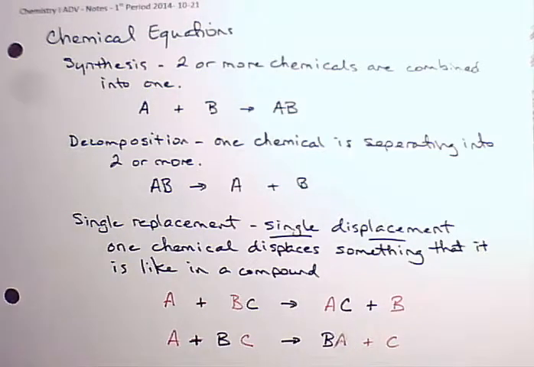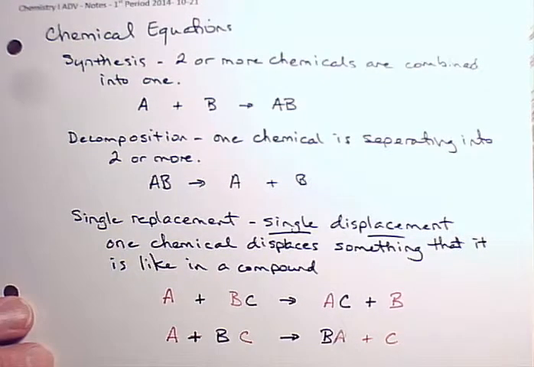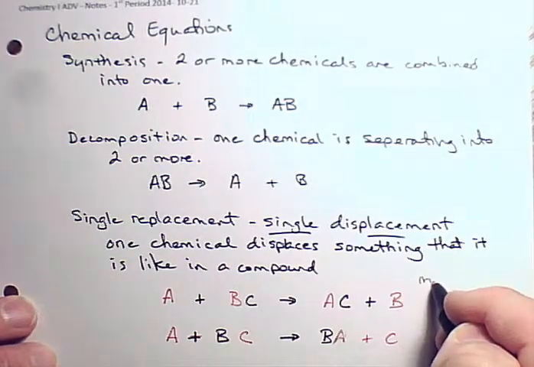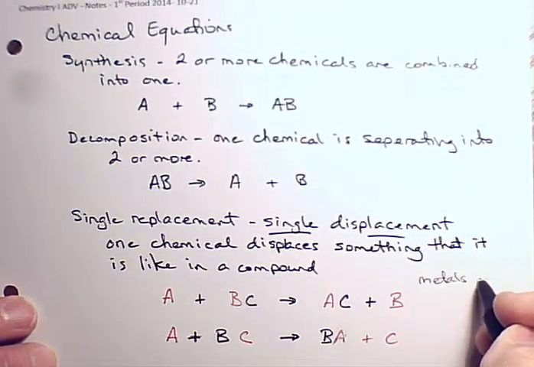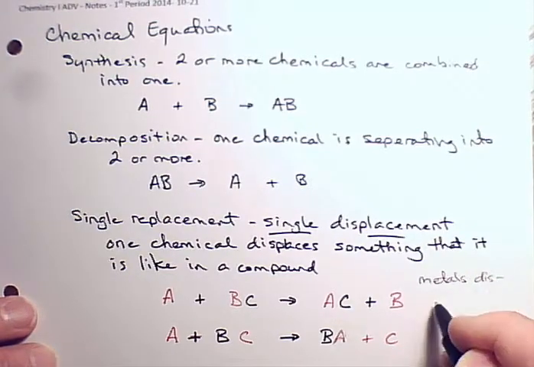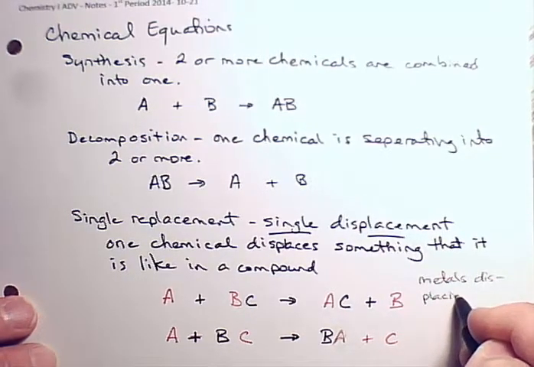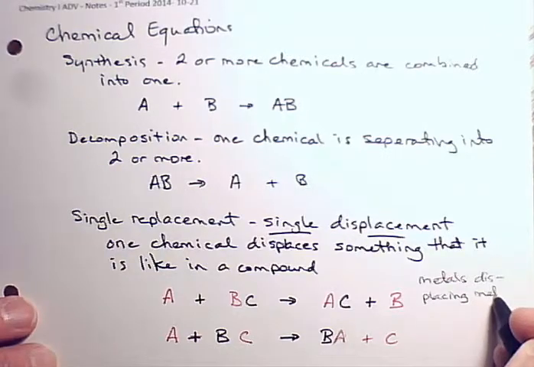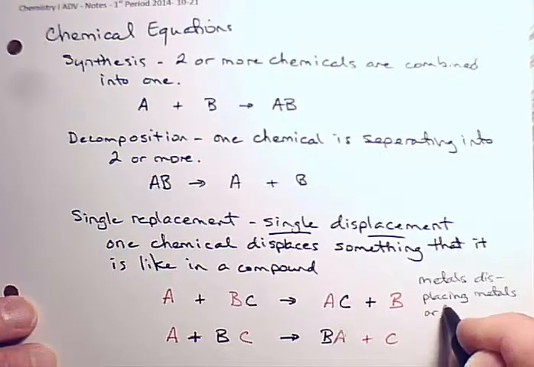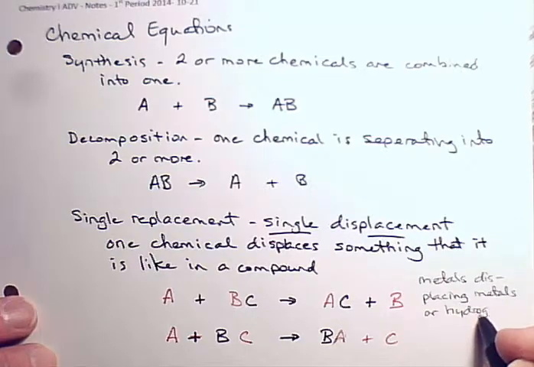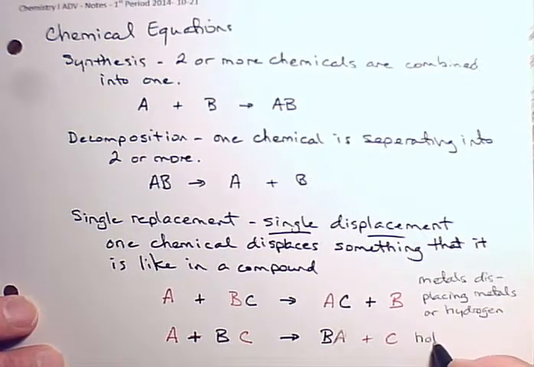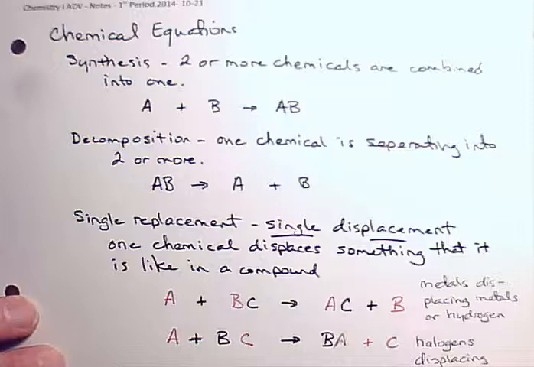So this right here, we have the front part of the compound being displaced. This is metals displacing metals or hydrogen. Okay, this one down here is when we have halogens displacing halogens.